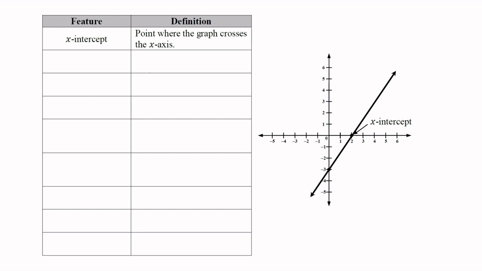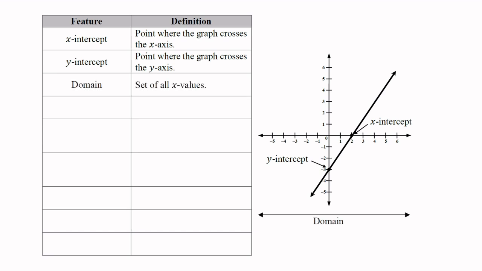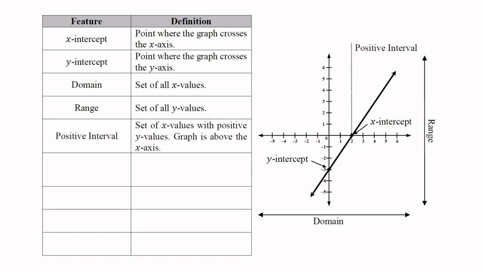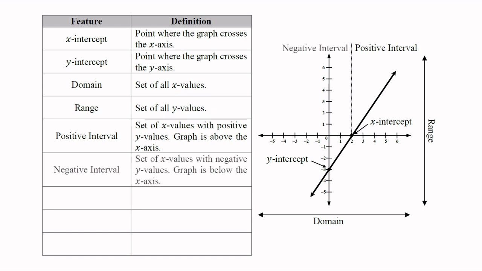The x-intercept is the point where the graph crosses the x-axis. The y-intercept is the point where the graph crosses the y-axis. The domain is the set of all x values, while the range is the set of all y values. Your positive interval is a set of x values with positive y values, or in other words, where the graph is above the x-axis. Your negative interval is where the graph is below the x-axis, or where your y values are negative.